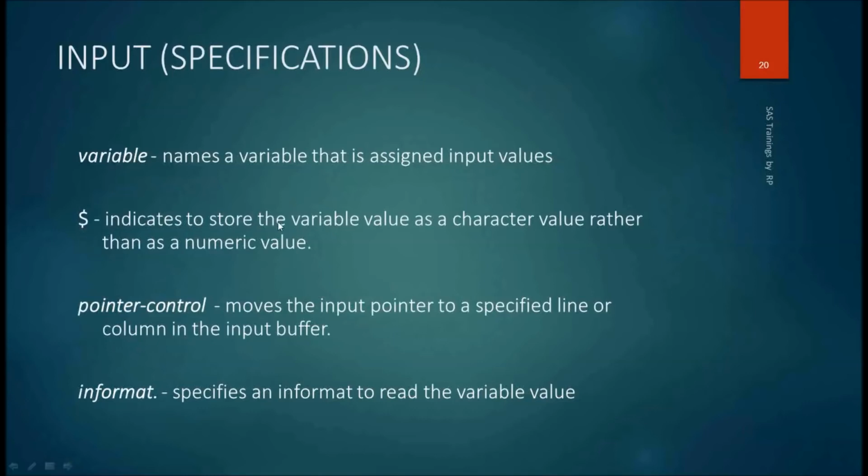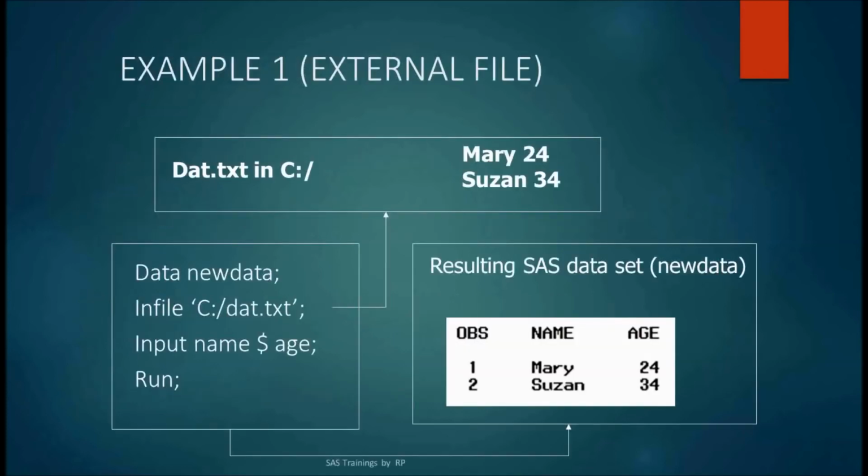If you remember, in the last presentation I mentioned that in SAS we have two different types of variables: character variables and numeric variables. Whenever you specify a character variable, you should specify a $ sign along with the variable name, because SAS understands every variable as a numeric variable by default. So you have to differentiate numeric and character variables by using the $ sign. A pointer control moves the input pointer to the specified line or column in an input buffer. And you can mention an informat, which specifies an informat to read the variable values.